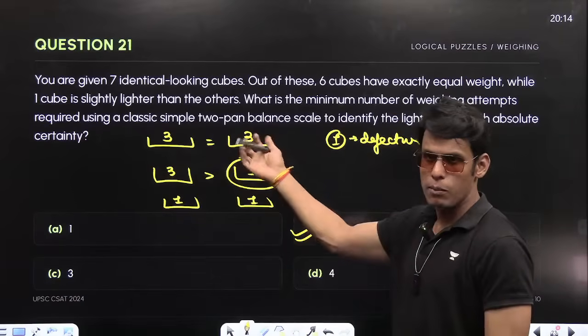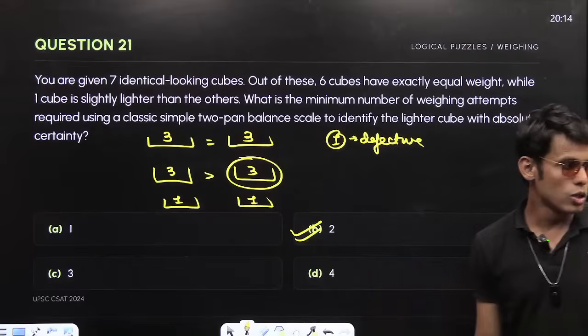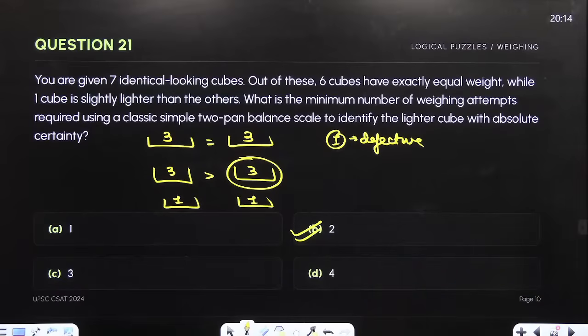So in first attempt, you are taking 3 and 3. In another attempt, you are taking 1 and 1. Okay. So with absolute certainty, you will be able to know.